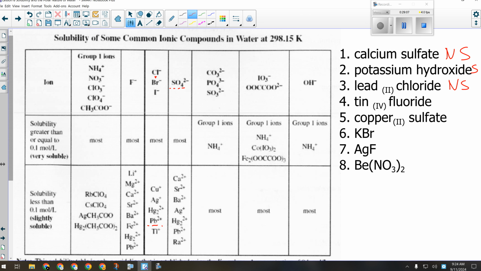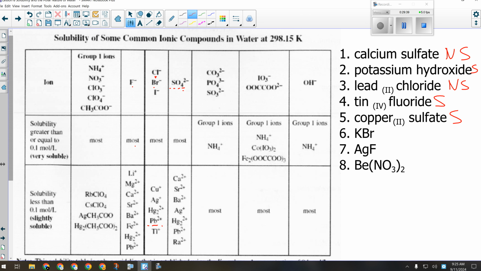Okay, tin 4 fluoride. Fluorine is right here in its own column. Soluble with most things, and I don't see tin in the lower row. So, soluble. All right, copper 2 sulfate. Sulfate is right here, soluble with most things. I don't see copper in the second row. Soluble. Yep. Okay, number 6, potassium bromide.